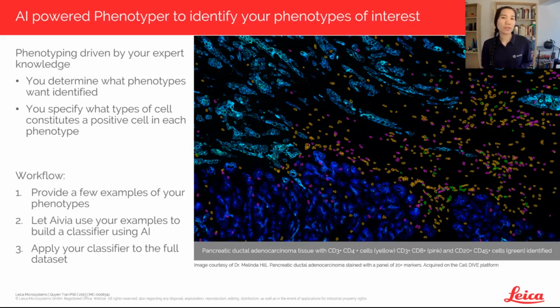The overall workflow for this tool includes three main steps. First, providing examples of your specific phenotype to Aivia. Aivia is going to take those examples and train an AI classifier to identify those cells. And then you can apply this classifier to the full data set or the region of interest you've already dictated. On the right-hand side here is an example of a phenotyper that we've trained to identify 3 different immune cell types: CD3 and CD4 positive cells in yellow, CD3 and CD8 positive cells in pink, and CD20 and CD45 positive cells here in green.